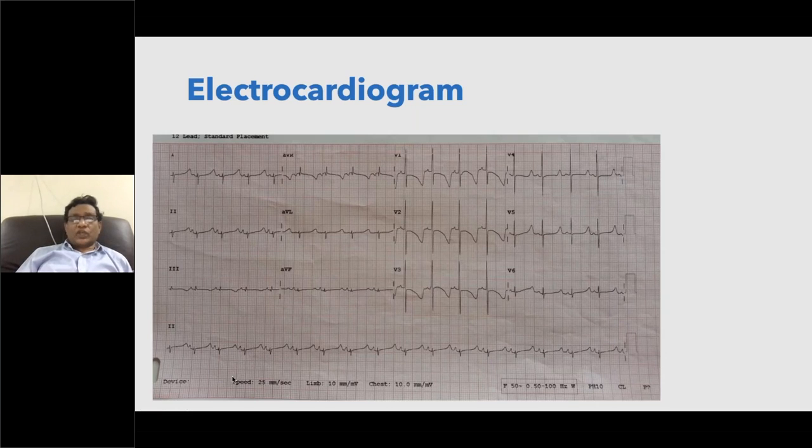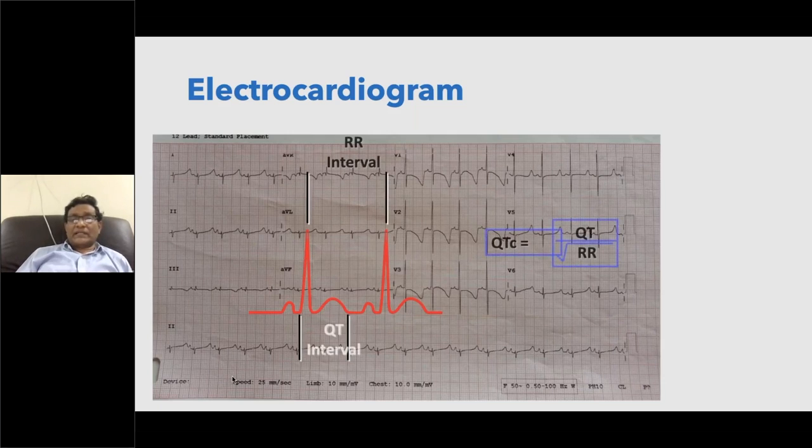QTc. So you can calculate long QTc by applying the formula called Bazett's formula. In that, QTc is equal to QT divided by the square root of the RR interval. So if you have more than 460 milliseconds, that is long QTc syndrome.